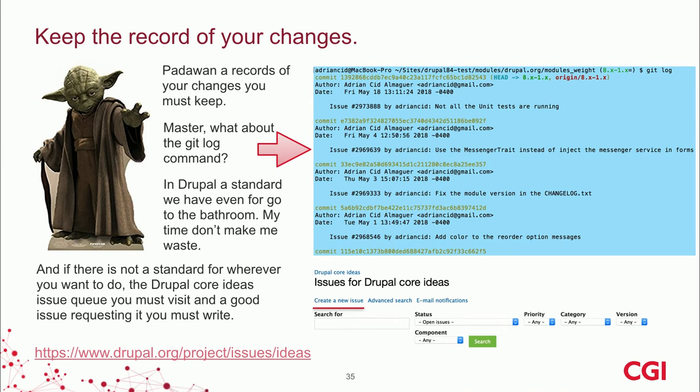So if you don't find something in Drupal, or you think that we don't have a standard or a guide to create something, you can always go to the issue queue for Drupal core ideas and create a new issue, and it will be discussed, and maybe a new guide or a new standard or something like this will be created to help other people to contribute to Drupal.